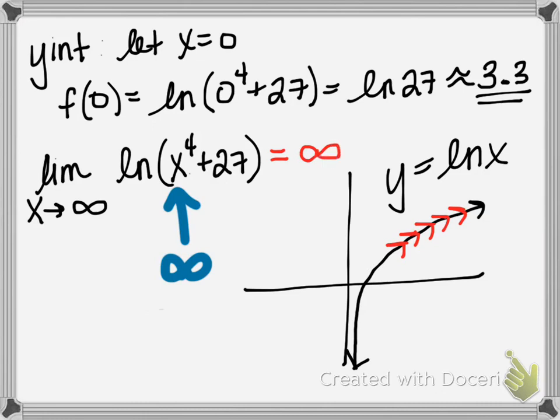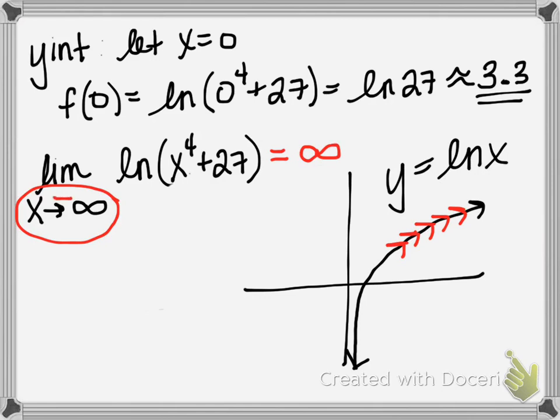So what this tells us, the right behavior, as x goes to infinity, the y values are also going to infinity, which tells us that there's not going to be a horizontal asymptote as x goes to positive infinity. Now, it is going to be necessary to go ahead and think about the other side of the graph, which would be as x goes to negative infinity.